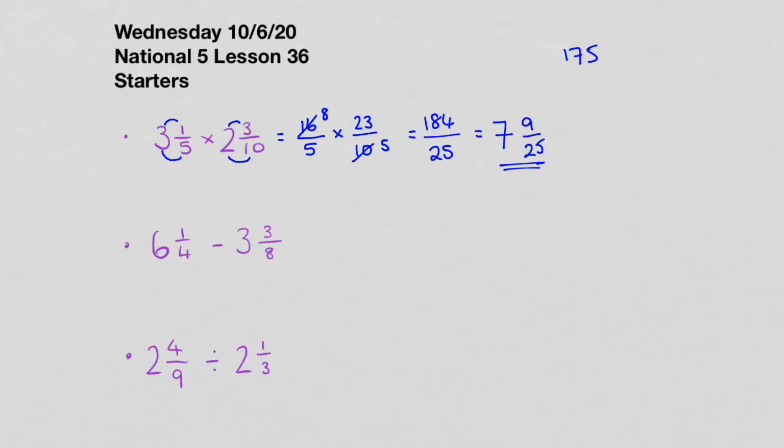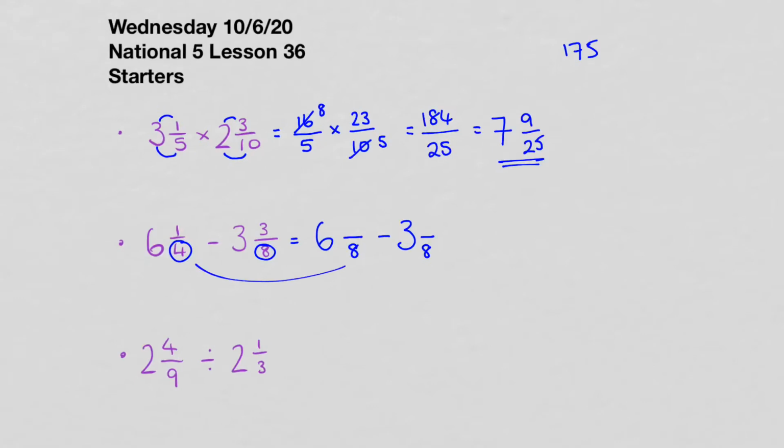Okay, next one, subtraction. So we're going to deal with the whole numbers separately to the fraction part of these mixed numbers. So we need a common denominator for 4 and 8. So that would be 8. 4 into 8, we've multiplied the 4 by 2, you can see there, to get 8. So we need to multiply the 1 by 2 as well. So that'll give us 2.